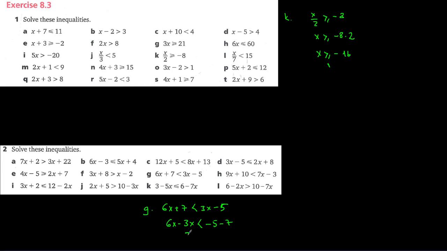6x minus 3x is equal to 3x, and minus 5 minus 7 is equal to minus 12, and the answer here is x is less than minus 12 over 3, which is x is less than minus 4. This is the answer of the question. And as I said before, these exercises, how we solve them in equations, we are going to solve in the same way. Here there are some negative exercises.